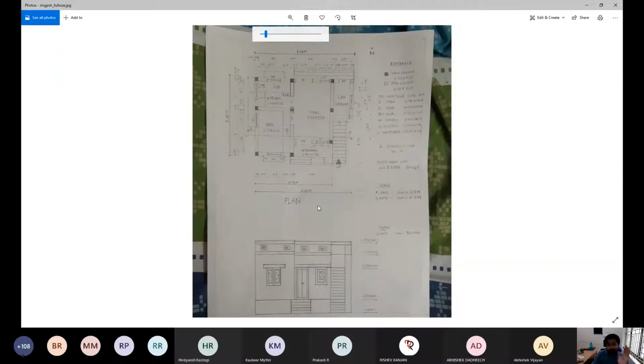Otherwise, suppose a sunshade is there, you can see it like that. But normally we always represent a sunshade in dotted lines only. Whatever sunshade comes under this building plan, we use dotted lines to represent it. Then how can you say that?